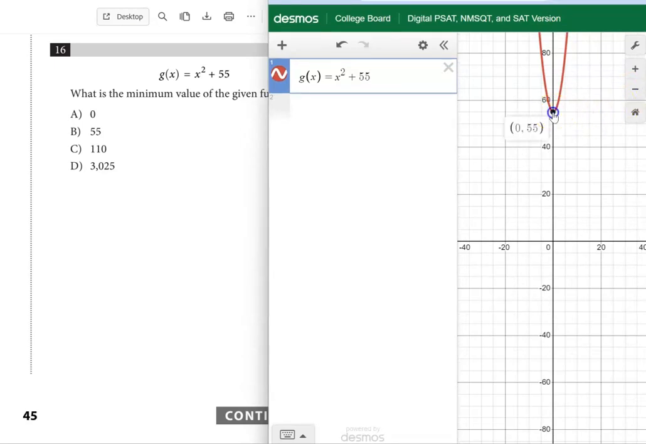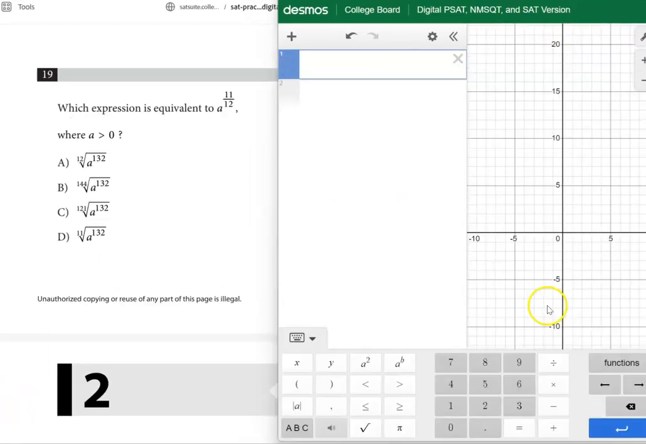So the minimum value will be located at the vertex of this graph, and that would be the y-coordinate of this point. The answer is 55, answer choice B.